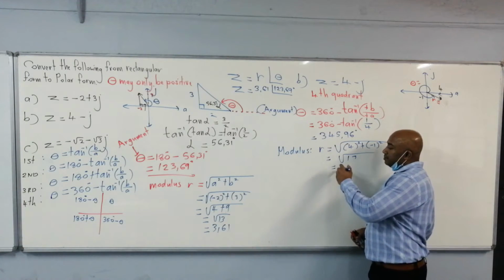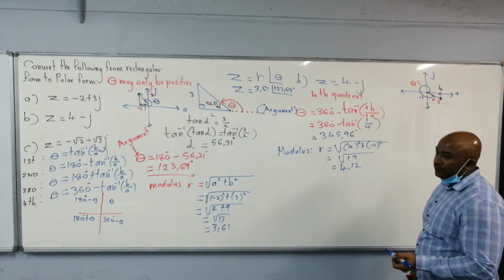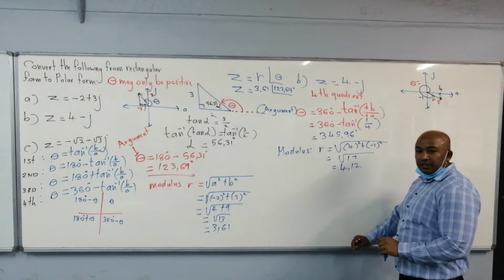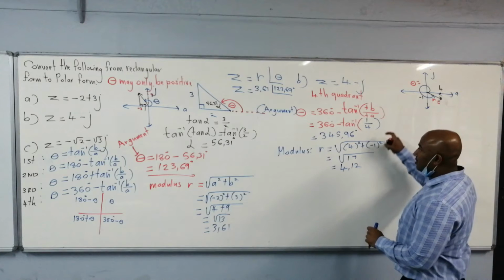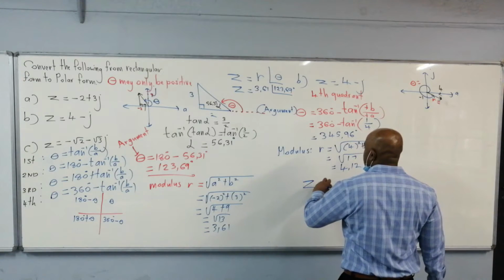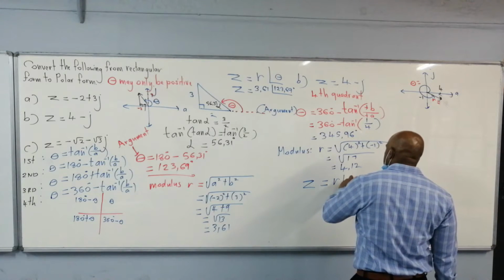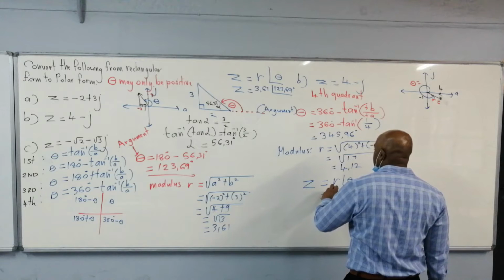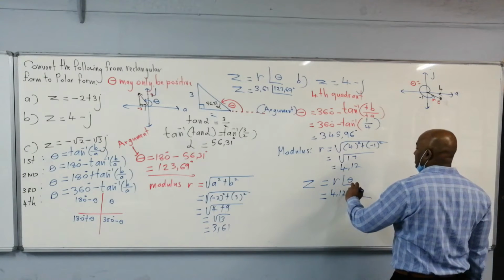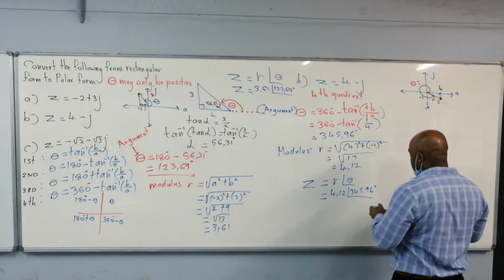4,12. Alright. Now that you got the hang of this, yeah, it's easy. You just need to make sure that you are in the correct quadrants for the angle. So therefore, Z is equal to R theta, that's polar form. Your R was 4,12 and theta was 345,96 degrees.